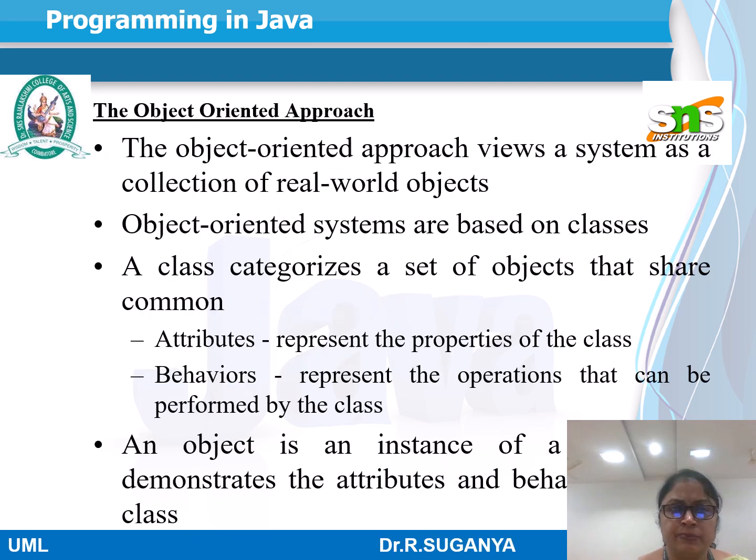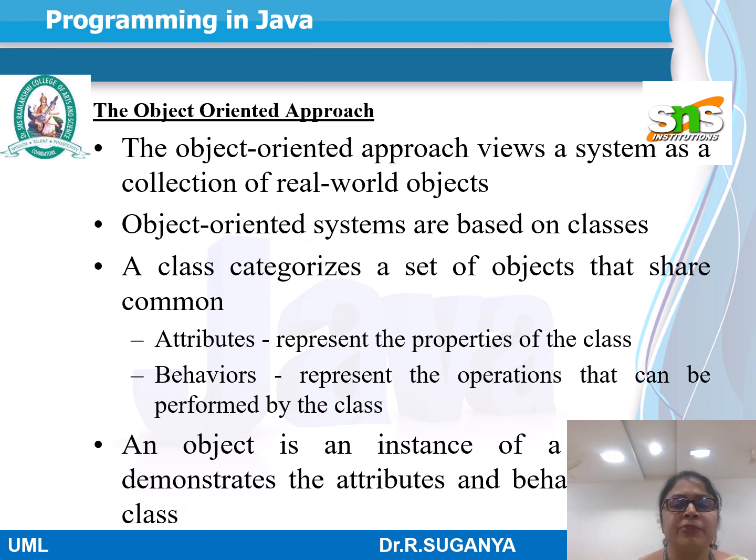So it is a concept of Java. Here, in the object-oriented approach, we have a particular concept called UML. In the object-oriented approach, we have a terminology called class. A class, we know, is a set of objects. We have attributes and behaviors. An object is always an instance of a class.